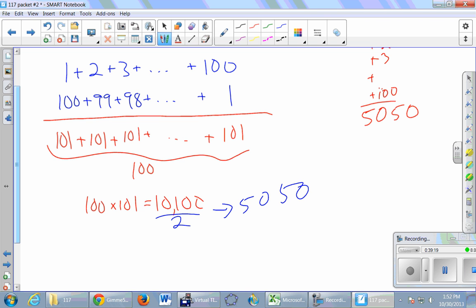Okay, so there's your history lesson for today. So take a look at the group activity. It's on the next page, and raise a flag if I can help.